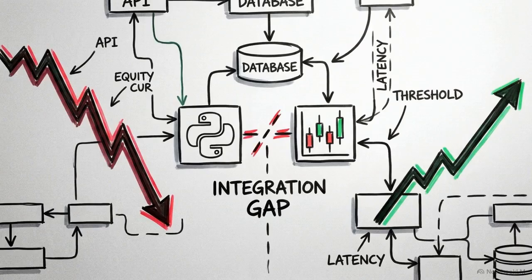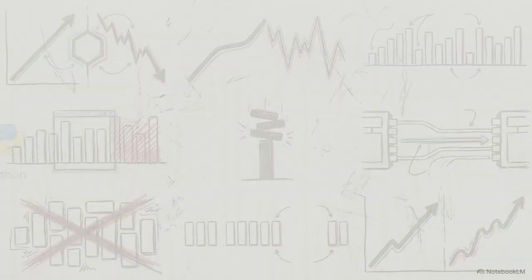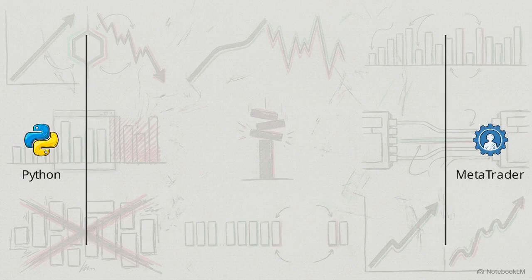The primary platform constraint engineers face is that MetaTrader 4 and 5 do not run Python natively. Getting a trained scikit-learn or XGBoost model to execute live trades requires building a dedicated bridging architecture. This diagram illustrates the system topology: Python on the left, MetaTrader on the right.